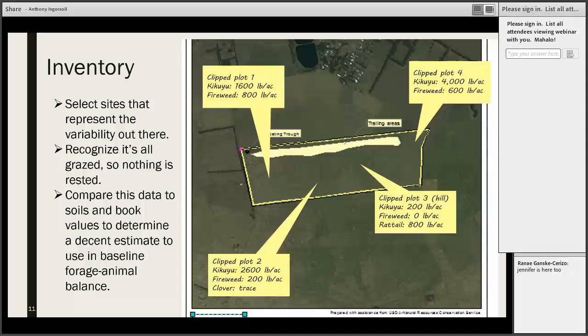We had very little kikuyu grass, only 200 pounds. We didn't have any fireweed in that plot, but we had a lot of rat tail. And then in the farthest plot that we clipped, we got about 4,000 pounds per acre of kikuyu grass. A little bit of fireweed, it's still out there, but there's not that much. And so this gives us a range of what we have out there. Now we can compare this data with the soils information and maybe some book values and determine a decent estimate that we can use in order to try to calculate a baseline forage animal balance.